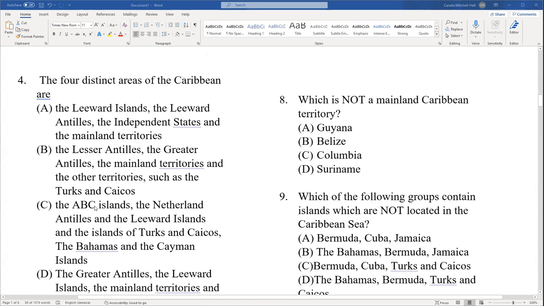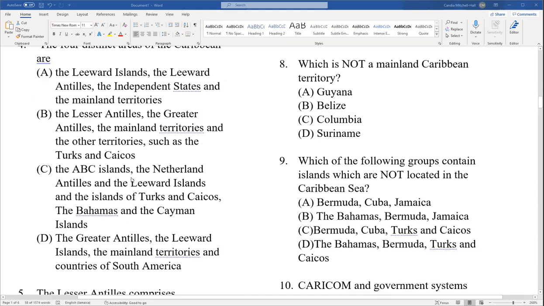The four distinct areas of the Caribbean are. Hold on. Sir, should I read out the options? Which one do you think is the answer? Sir, is it B, the Lesser Antilles, the Greater Antilles, the Mainland Territories, and the others? Yes, the answer is B, as in Boy.